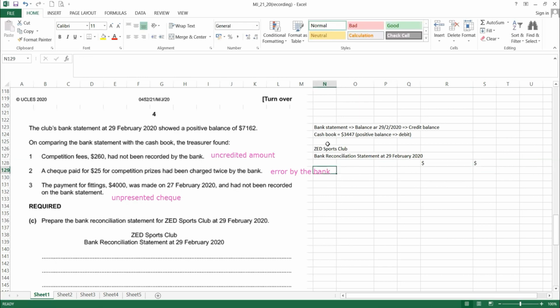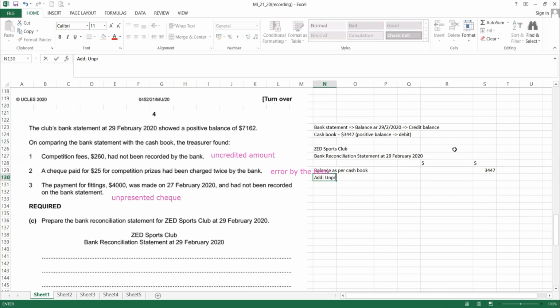Okay. I start with the cash book. Balance as per cash book, this amount, 3447. Because this is a positive, I don't need to put debit. Or if you want to put debit beside, that's fine also. When we see a positive number, that means it's a debit balance for the cash book. The formula, take note of the formula.